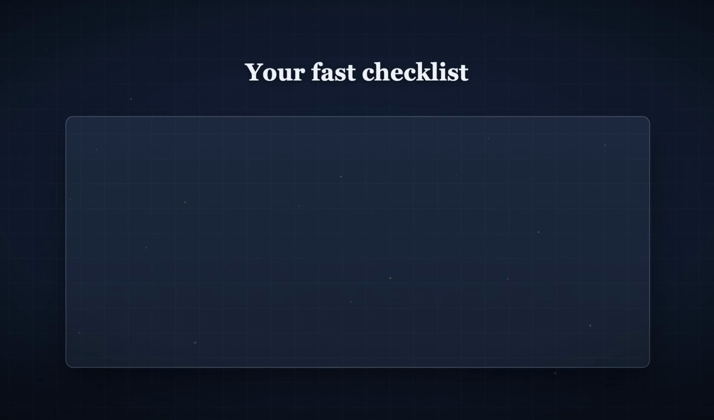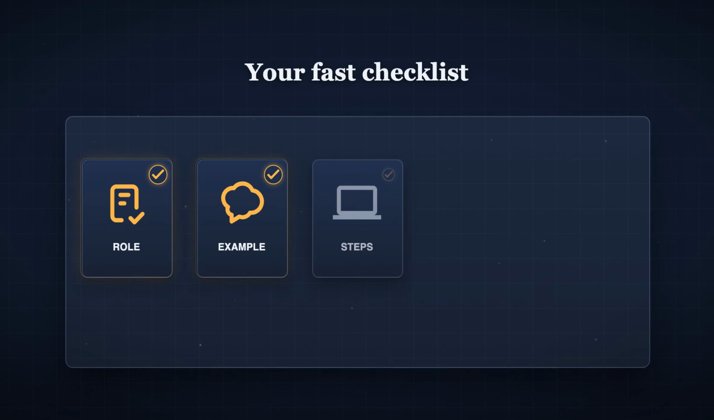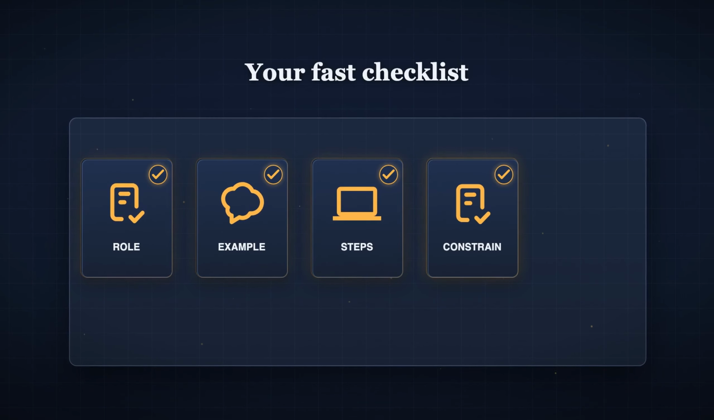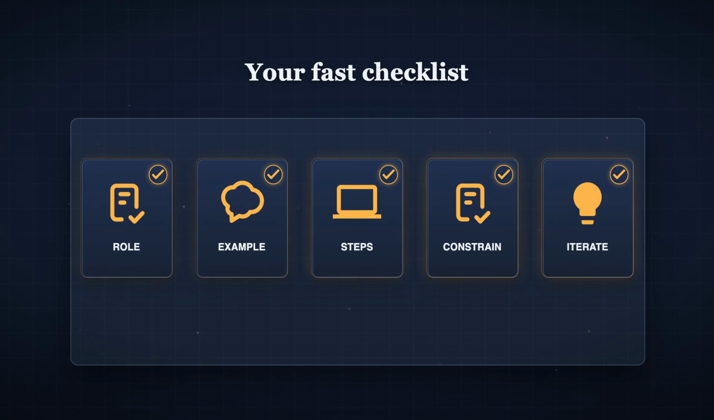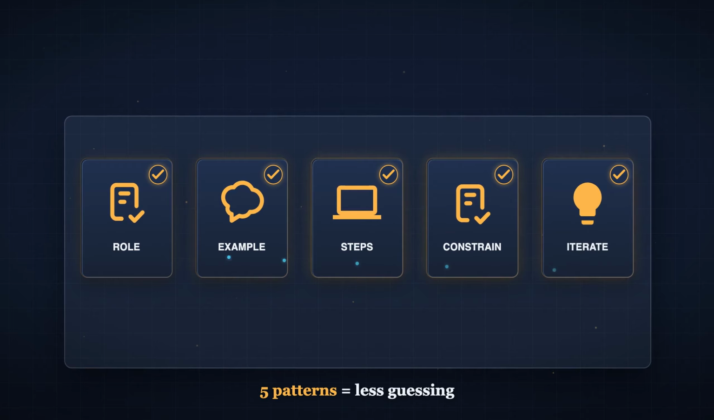So here's your fast checklist. Role, tell it who to be. Example, show it one, don't describe it. Step by step, make it reason before it answers. Constraints, fence in length, format, and what to skip. Iterate, refine, never restart.